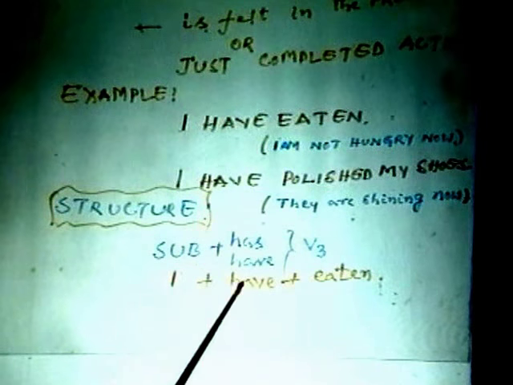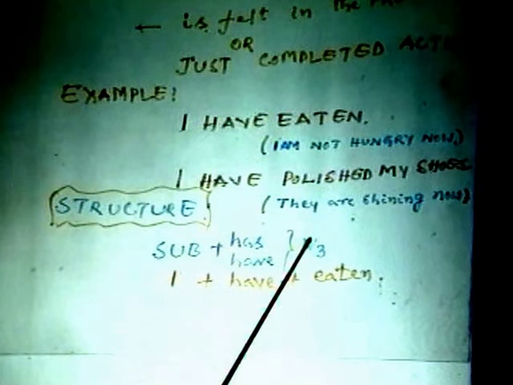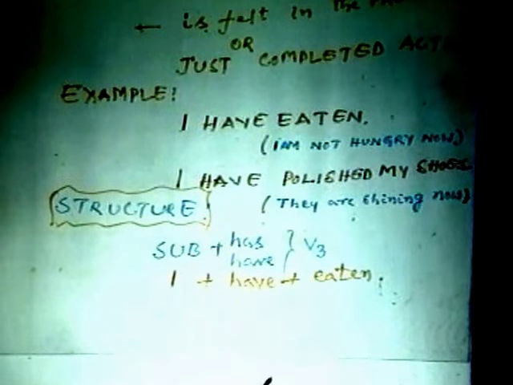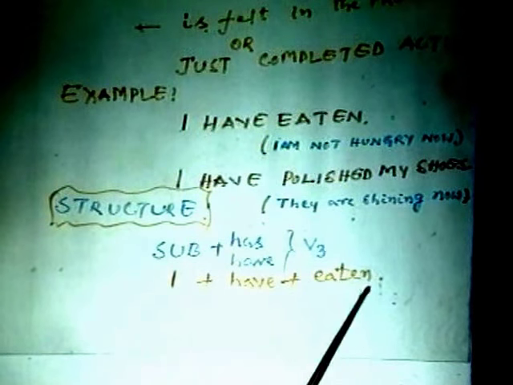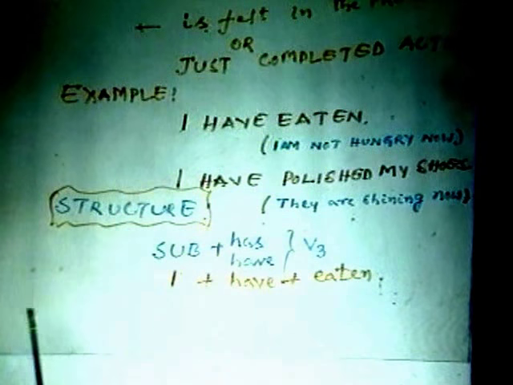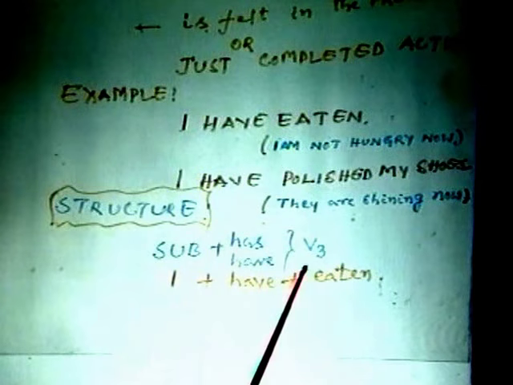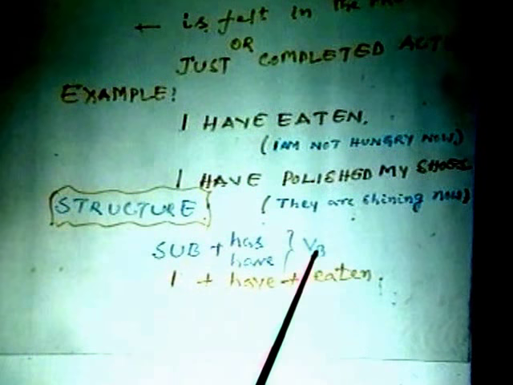In addition we have has or have plus V3. What is V3? V3 is nothing but the past participle form of the verb. For every verb we have three different forms. Some are repeated, of course, but even then the V3 is the third form of the verb. For example, eat, ate, eaten. This is the third form, V3, isn't it?